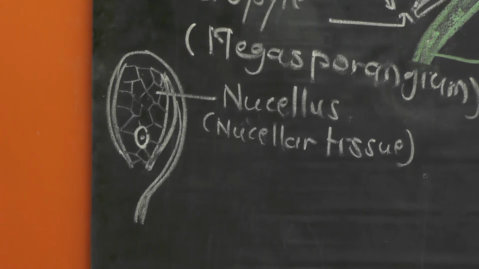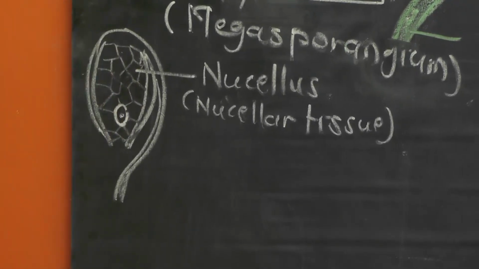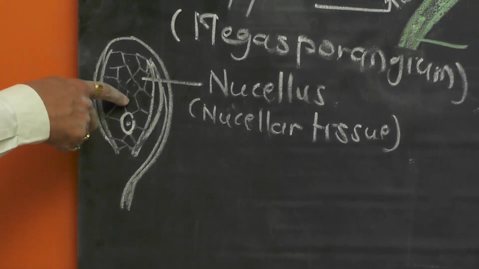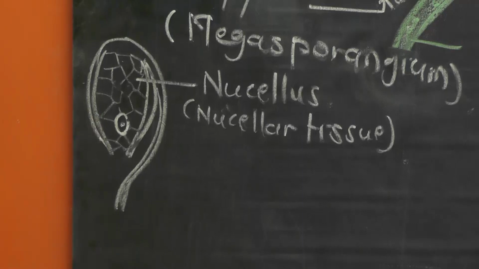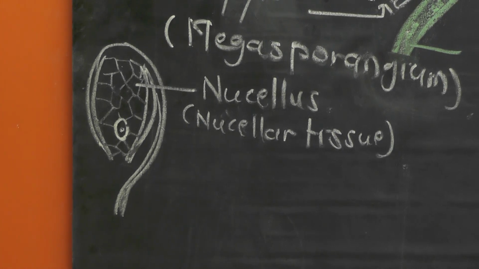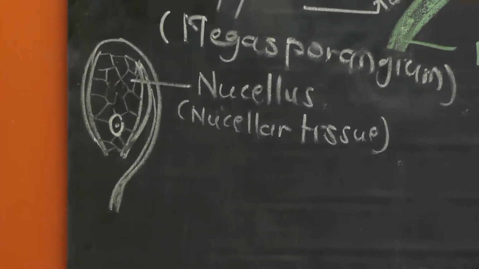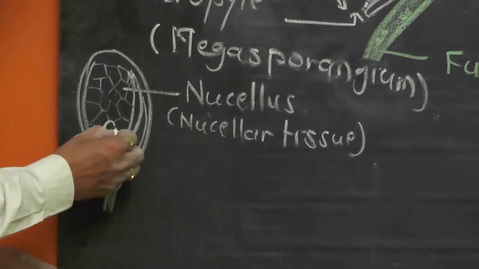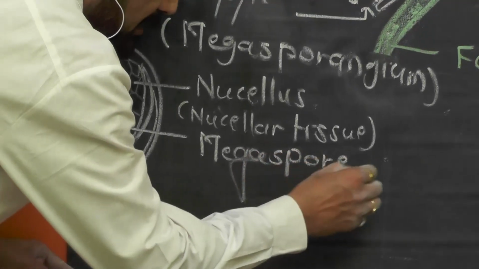Listen, what did I say? I said that one of the nucellar cells, you know here are many nucellar cells, one of these nucellar cells, generally present at the center but slightly towards the micropyle, undergoes differentiation. Differentiation means what? It appears structurally and physiologically slightly different than the remaining cells. And this nucellar cell acts as megaspore mother cell.